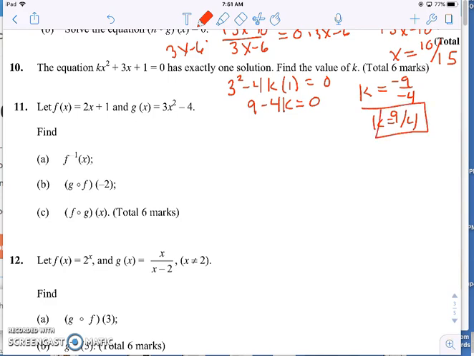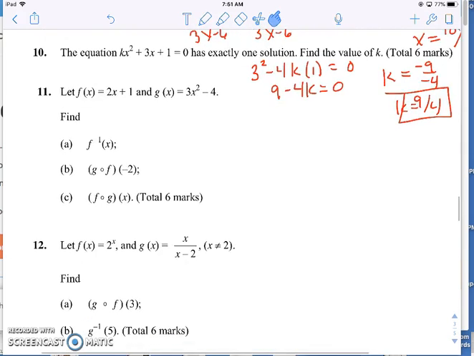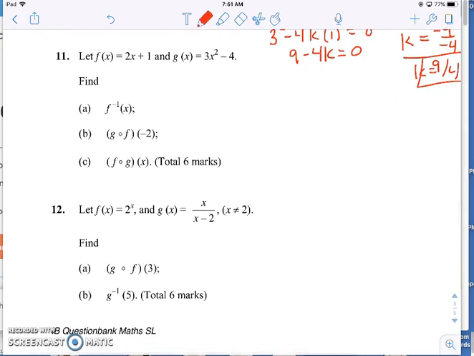So number 10, let's see, what's the first thing it's asking us in A? It's find the inverse of f. So for the inverse, we switch our x and y. So x equals 2y plus 1. Solve for y. x minus 1 equals 2y. So our inverse would equal x minus 1 divided by 2.